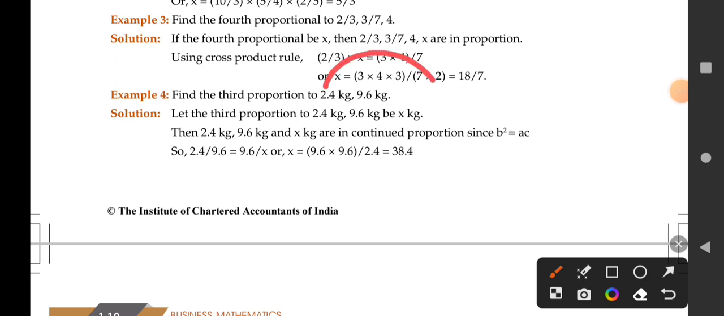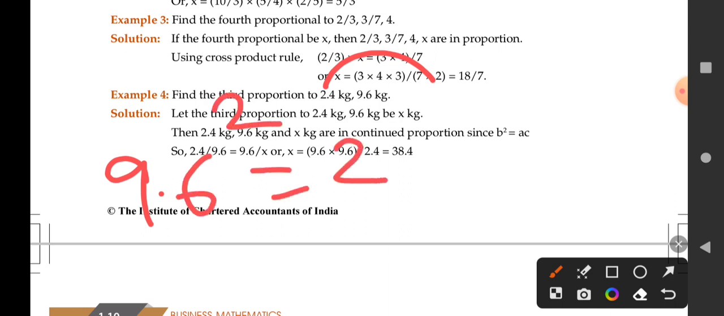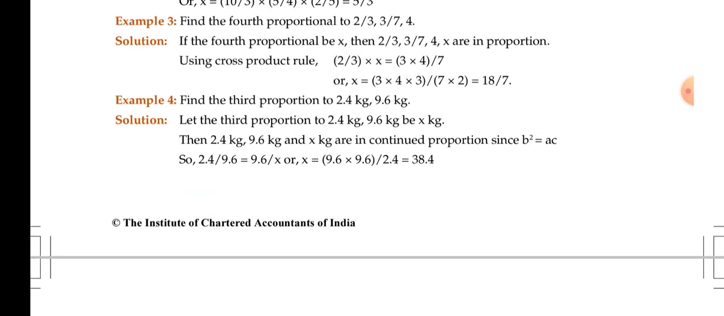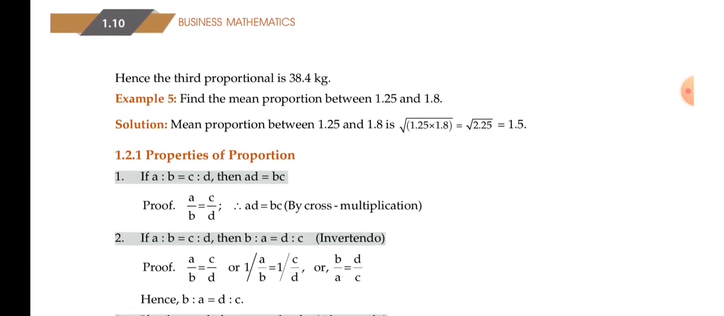Okay, third proportion again. There are only three numbers, so that means b square. 9.6 square is equals to 2.4 into x. So take this over here. What will you get? 38.4.